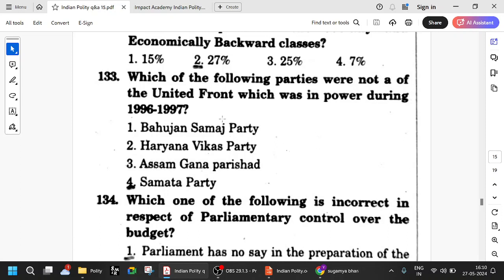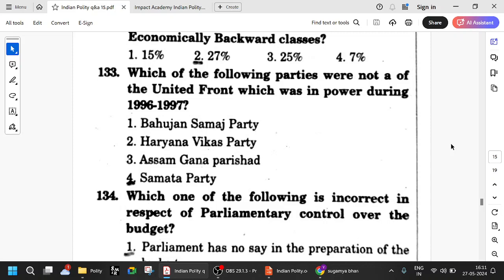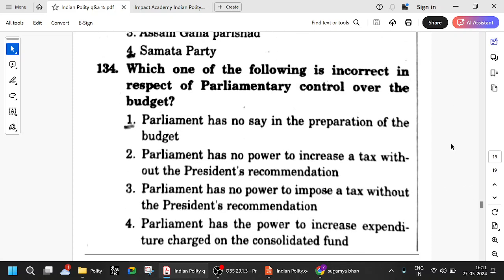So which of the following parties were not part of the United Front which was in power? So in that United Front, BSP is there, Haryana Vikas Party is there, Assam Gana Parishad is there, Samata Party is not there. These type of questions today no one will ask, don't worry.